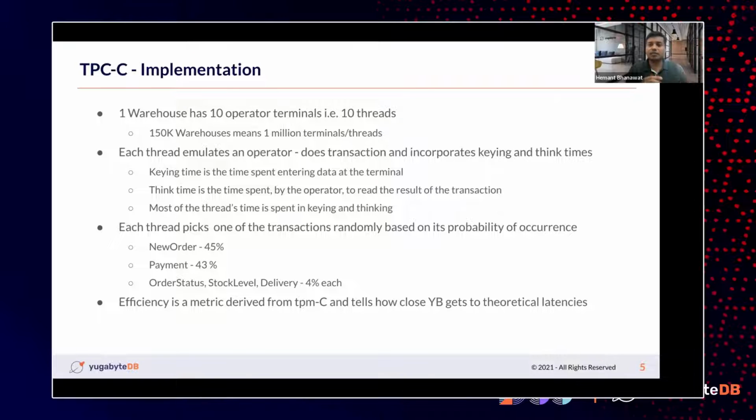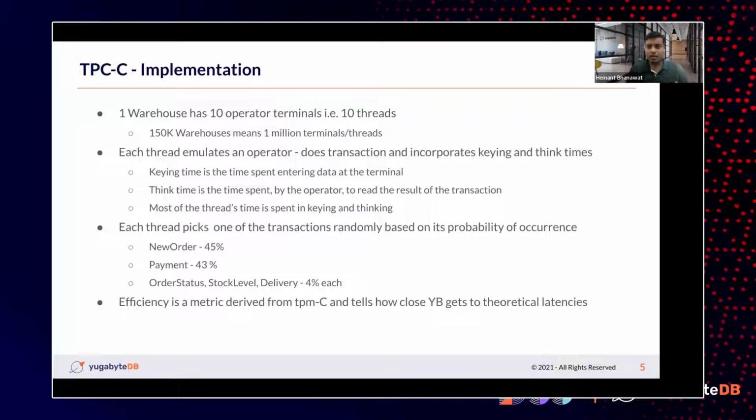What that means is that every thread waits for a certain duration, for certain seconds, so that the operator has the keying time. Then it does the transaction, and then it gives some time for thinking. So the operator has got a result back, and now he's thinking about the result. So that is the thinking time. When there are 150 million threads, most of these threads are spending their time in keying and thinking. Only some percentage of them are actually making calls to the database.